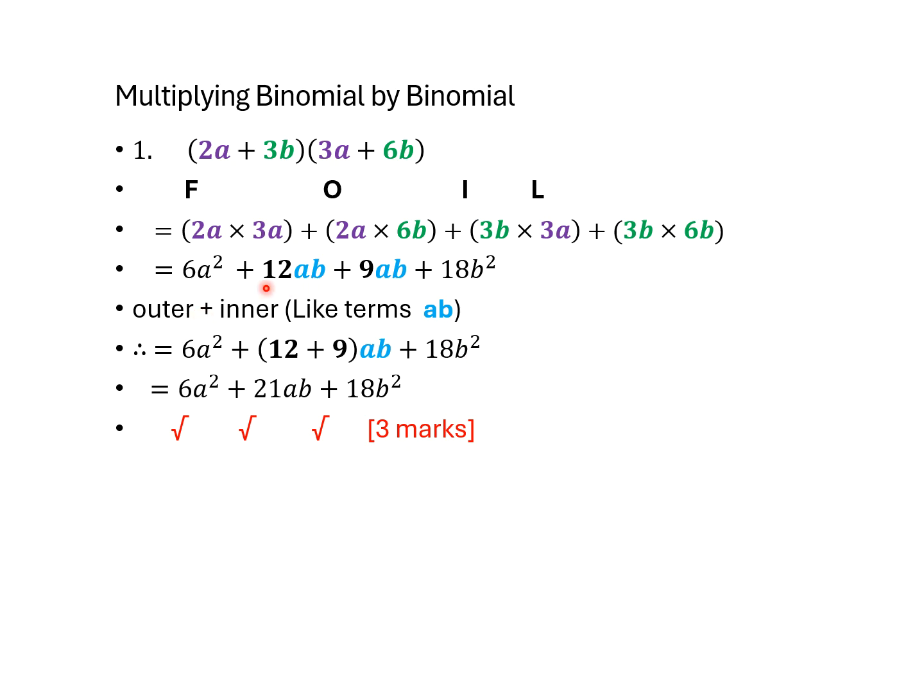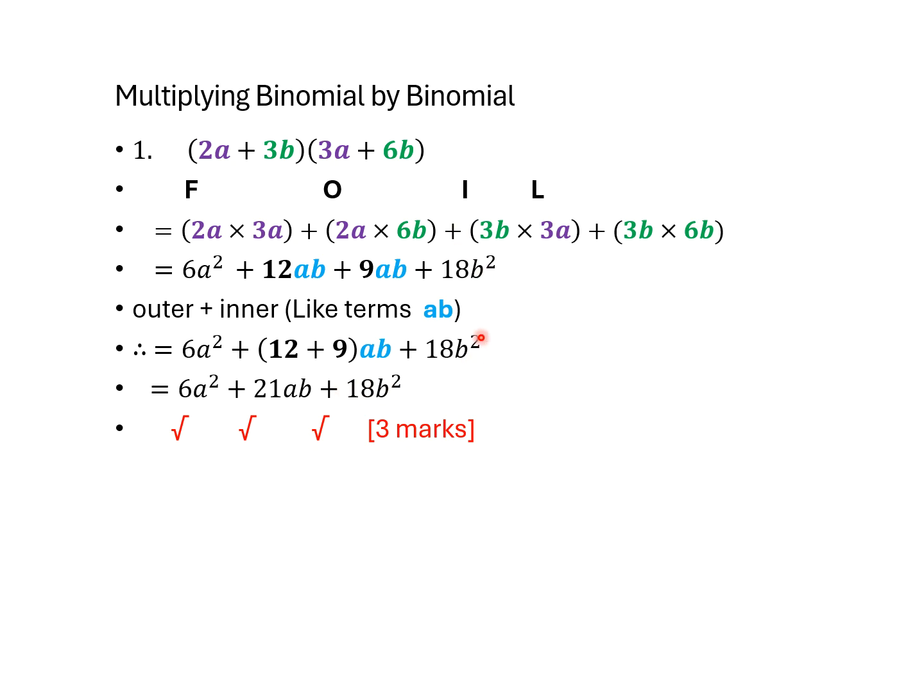But for the two in the middle, you see there, that's ab and ab. This is like saying 12 apples plus 9 apples will give me how many apples? My like terms both have ab, so 12 plus 9, ab. That then becomes 6a squared plus 12 plus 9 is 21ab plus 18b squared.